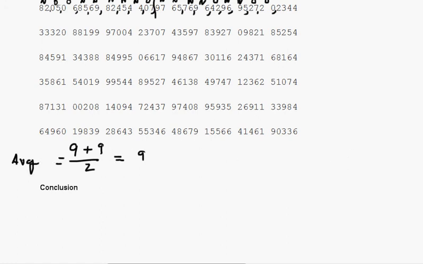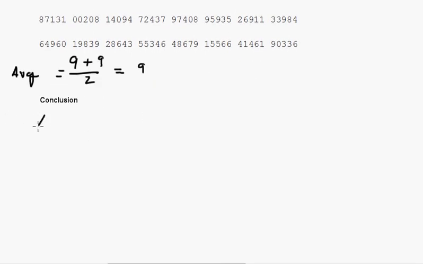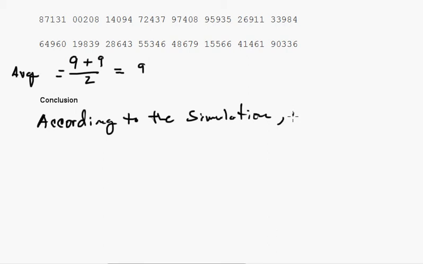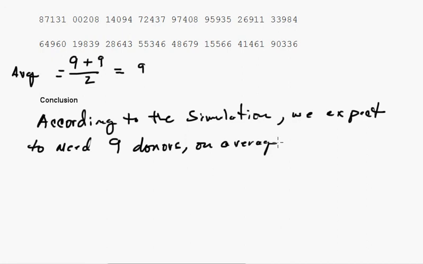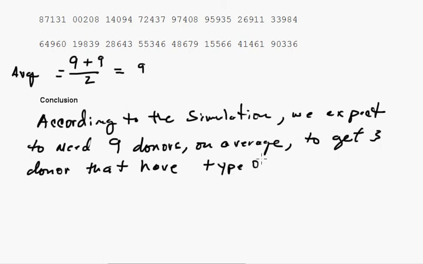Okay, so label your statistic. According to the simulation, we expect to need 9 donors on average to get 3 donors that have type O blood. Okay, so that's how you do this problem.